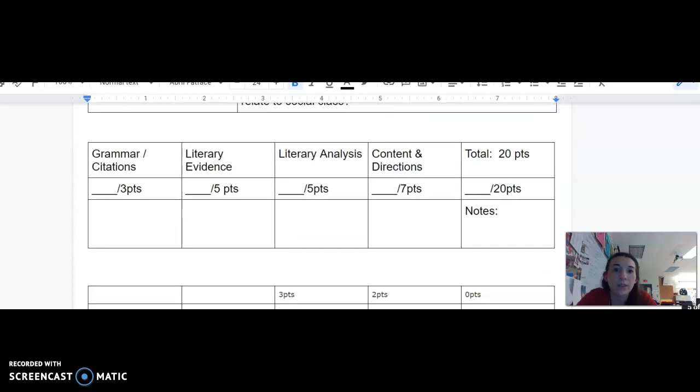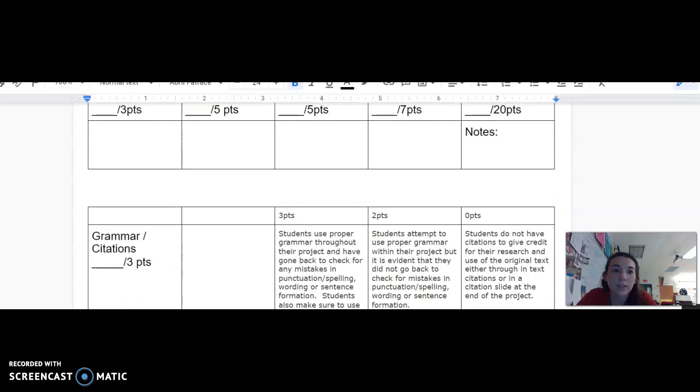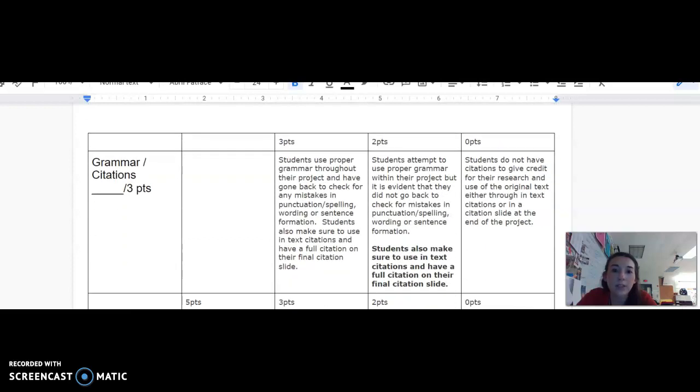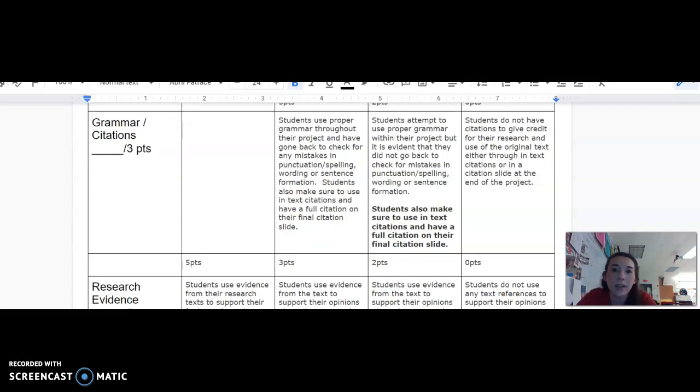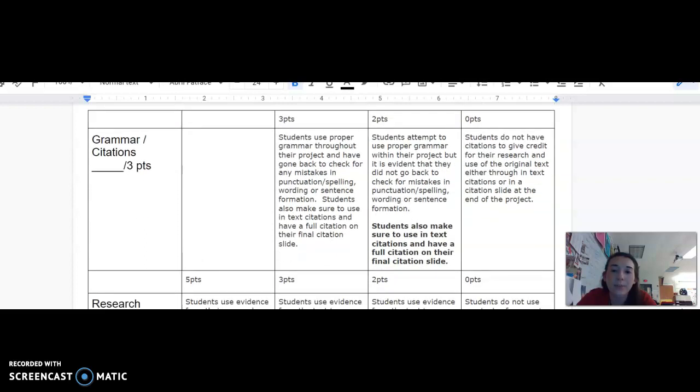So as far as the rubric, this is my area to write in up here at the top that's blank, so that's why it says notes as far as the total and then each of the sections. But if we look at the sections, we can see grammar and citations is worth 3 points and then is broken down as those expectations are not met. But in order to get the full 3 points, students should use proper grammar throughout their project and have gone back to check for any mistakes in punctuation and spelling, wording, or sentence structure. Students also make sure to use in-text citations and have a full citation and final citation slide.